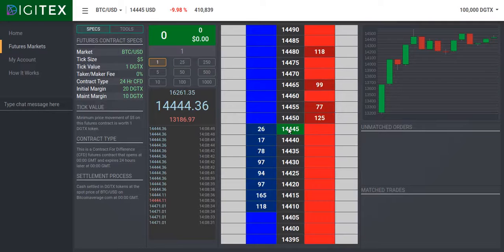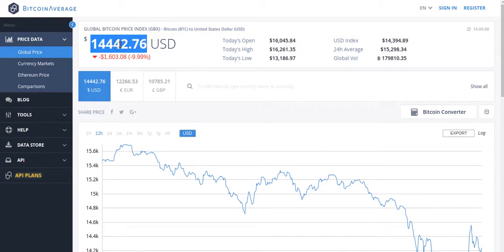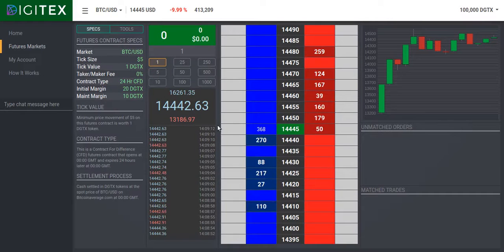Here I'm going to start you off on the Bitcoin Futures page. This price right here is the current price of Bitcoin against the US dollar, according to the Global Bitcoin Price Index on bitcoinaverage.com. They calculate the price of Bitcoin using the top 50 Bitcoin exchanges around the world, and we feed that index into the Digitex Futures Exchange, and then we run this futures contract on that index. So this futures contract is a way for you to trade this index.